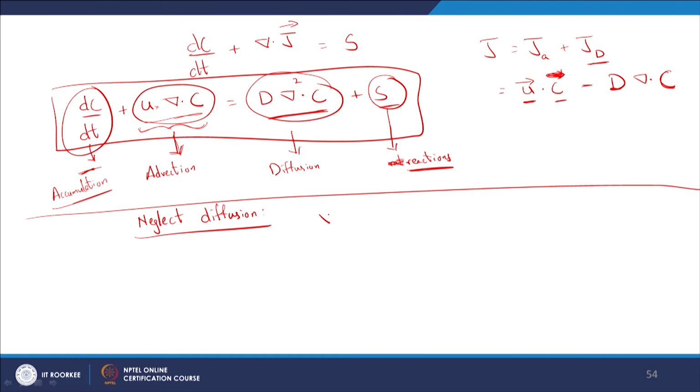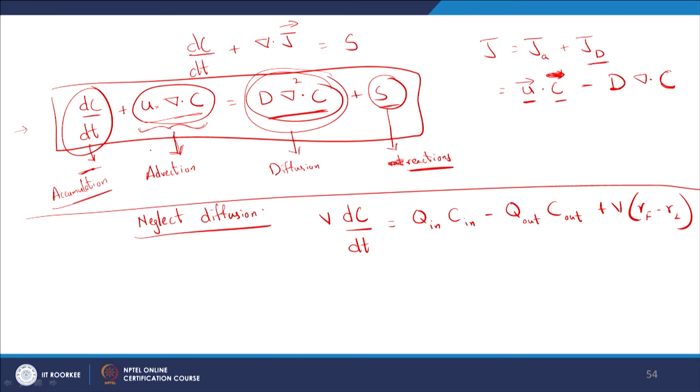And so we are going to end up with V dC by dt is equal to Q in C in minus Q out C out plus volume into rate of formation of the compound minus rate of loss of the compound. So let us see what we have here. So more or less if you multiply this particular equation by V and then neglect diffusion and take this advection term to the right hand side, this is what you end up with.